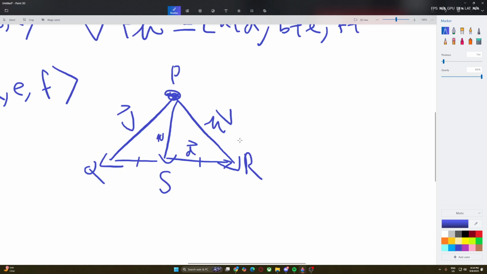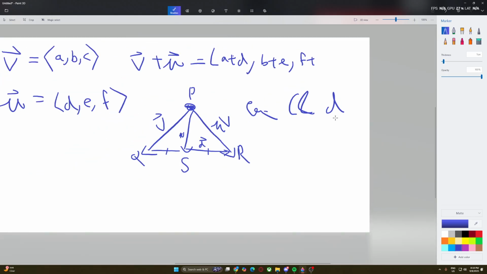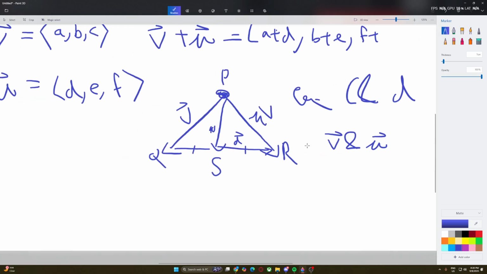So the problem asks to express C and D in terms of, not A and B, but v and u. So where do we even start?